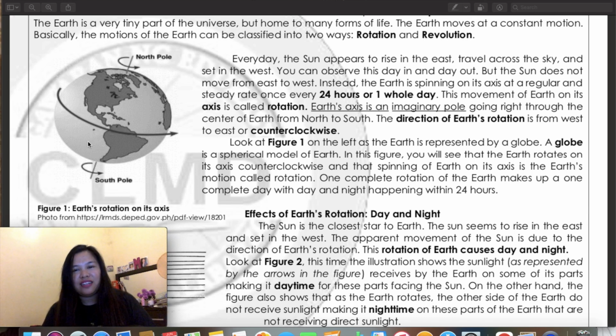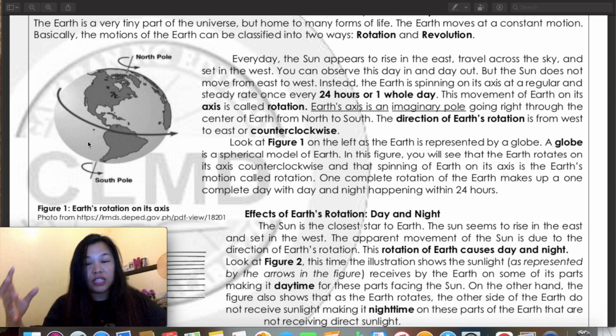So now, the earth is spinning on its axis at a regular and steady rate once every 24 hours or one whole day. So now, let's integrate math. How many hours in one day? So, 24 hours. So, 24 hours siyang umiikot. 12 hours sa day, 12 hours sa night. Okay? That's why we have a clock. Meron tayong orasan. So, again, 12 hours sa day, 12 hours din sa night. Sum up, we have 24 hours in just one whole day.